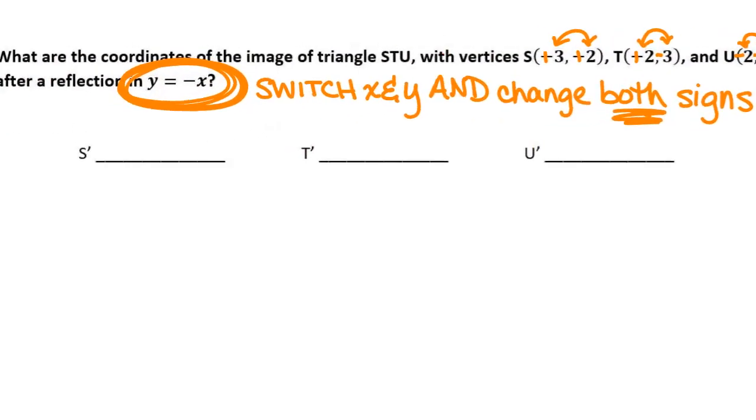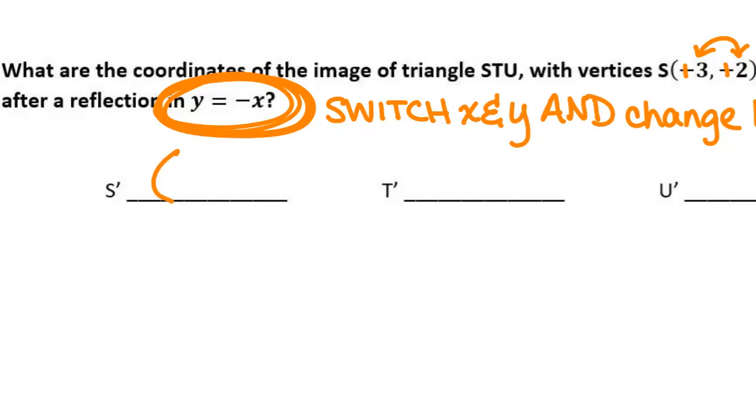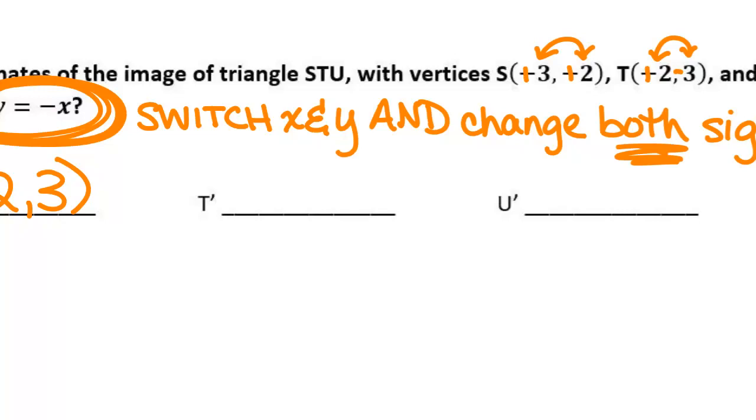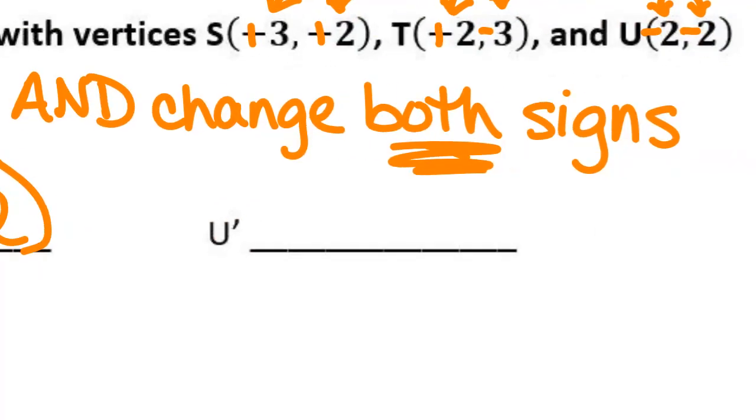So what would S prime be? 2, 3. T prime? Negative 3, 2. And U prime is the easy one. Negative 2, negative 2.